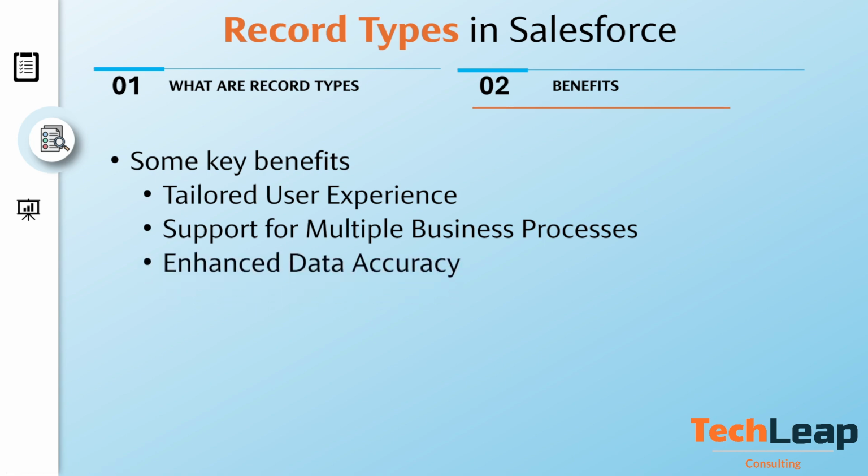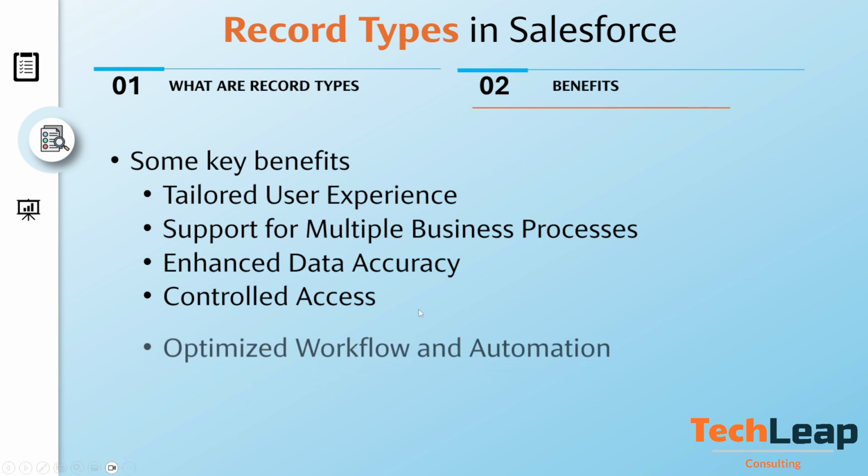So data accuracy can be enhanced by having different fields on the page layout and specific lists of values for the picklist fields. We can have controlled access. When we have record types, they can have different layouts, and those layouts can be accessed by specific people. In this case, only the salespeople can have access to the layout that is provided to the sales team. So different teams can have specific views of the same information.